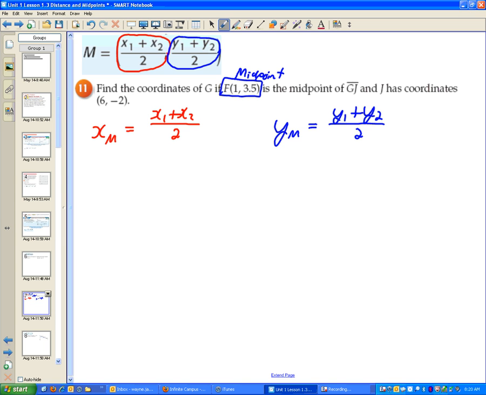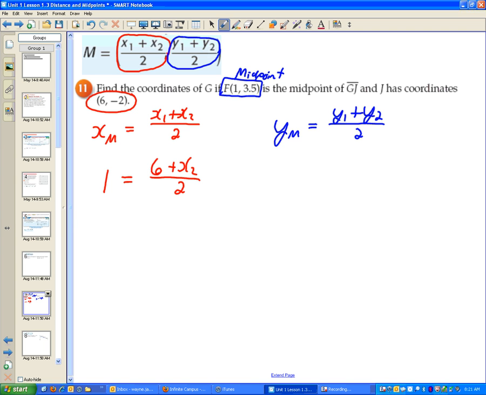So I already know what xm is, don't I? It's 1, because 1's the x-coordinate of the midpoint. So I can come over here and I can replace xm with 1 equals, and then this point over here is one of the endpoints. So I already know what one of the x-coordinates is, either x1 or x2, doesn't really matter which one I call it, does it? Okay, so I'm just going to say that x1 is 6, and that's how I get that.